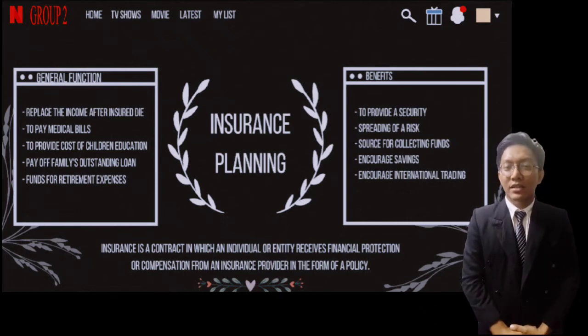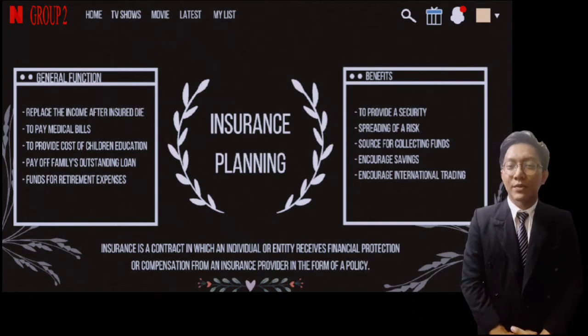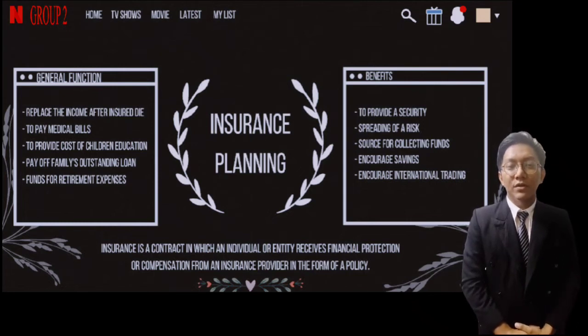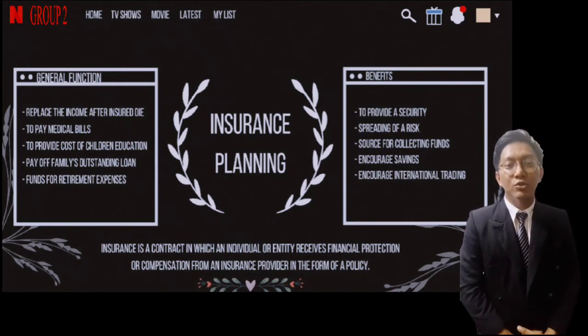Besides that is encouraging saving. Insurance develops a habit of saving money by paying premiums. And lastly is encouraging international trade. In the presence of insurance, the trader will not be worried about the safe arrival of goods to the other country.